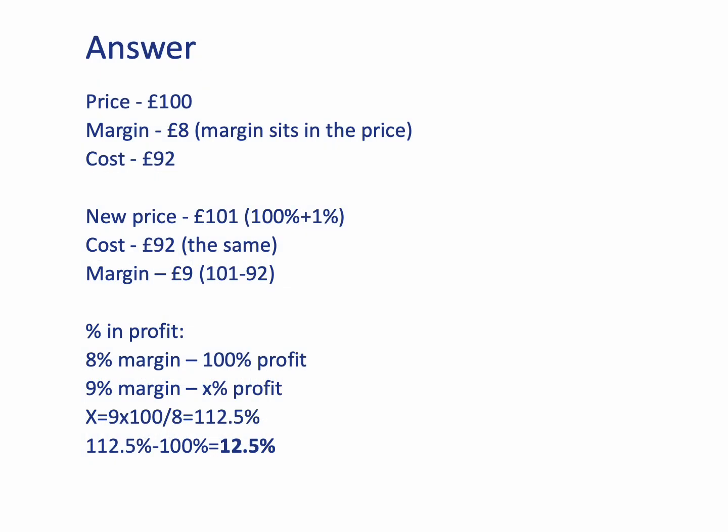Now for the answer. Suppose you are selling a pair of jeans and the price for consumers is £100. Your profit margin, which we have now established sits in the price, is £8, which is 8%. Now your cost will be then £92. Suppose you are increasing prices by 1%, so your new price becomes £101, which is £100 plus 1%. Now the cost remains the same, £92. Your margin has now increased to £9.